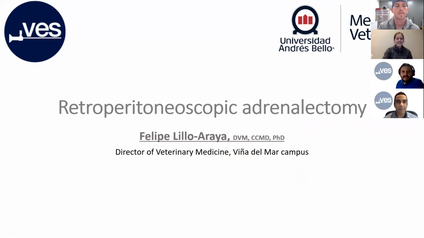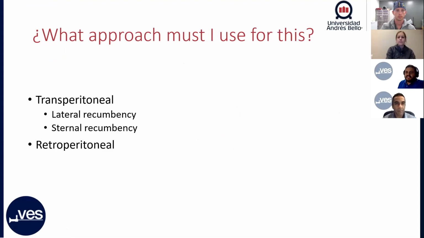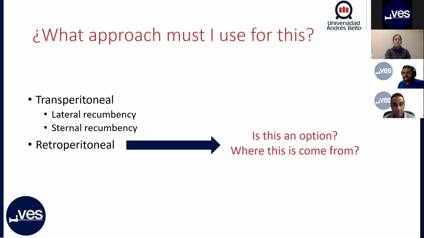Hello, everyone. My name is Felipe Lillo, and I have the pleasure to participate in this webinar. Thank you all for listening tonight. Our topic at hand is to discuss and explore the retroperitoneal approach for adrenal tumors. Laparoscopic adrenalectomy is considered an advanced laparoscopic surgery, as you know. Probably one of the keys to success resides in the possibility of choosing the right approach and technique. You already know that of the minimally invasive alternatives, the most used are lateral and ventral transperitoneal approaches. But there is a retroperitoneal technique described in humans. Is this a valid option for us? In our practice, we are using it on a regular basis, but where does this come from?